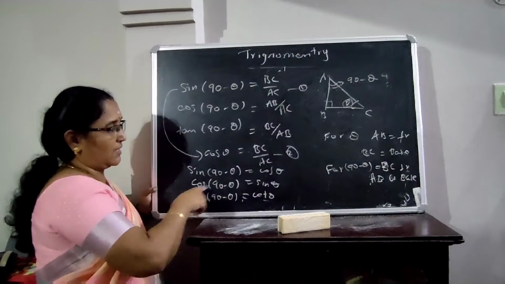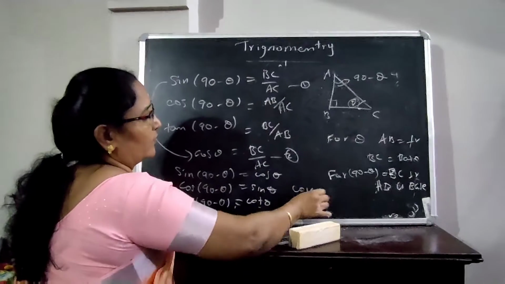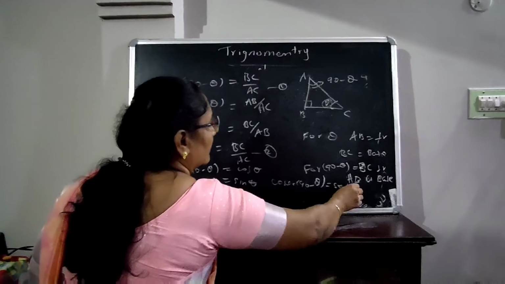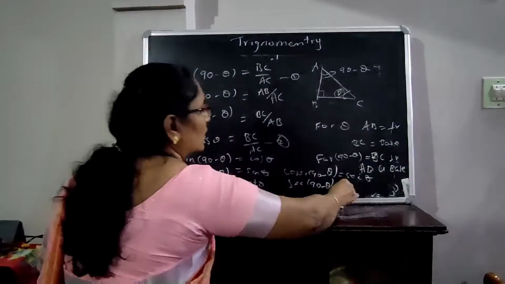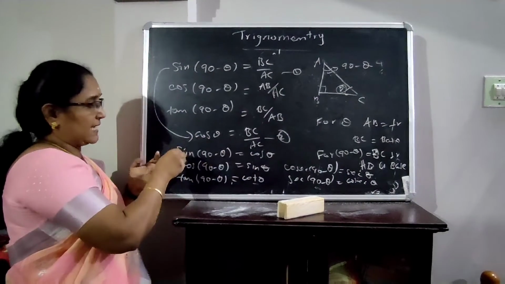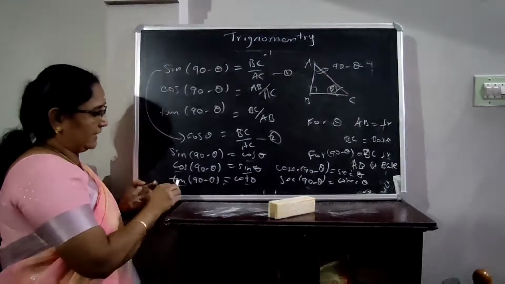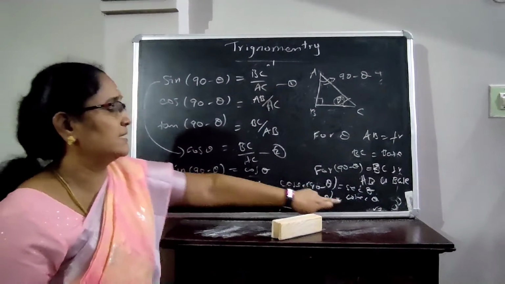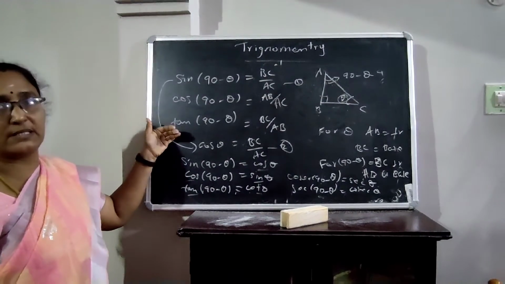Sin and cos swap, tan and cot swap. In the same way, cosecant of 90 minus theta is secant theta, and secant of 90 minus theta is cosecant theta. So to remember easily: sin cos, cos sin, tan cot, in reverse order, and secant cosecant. These are the values of sin, cos, and tan of 90 minus theta.